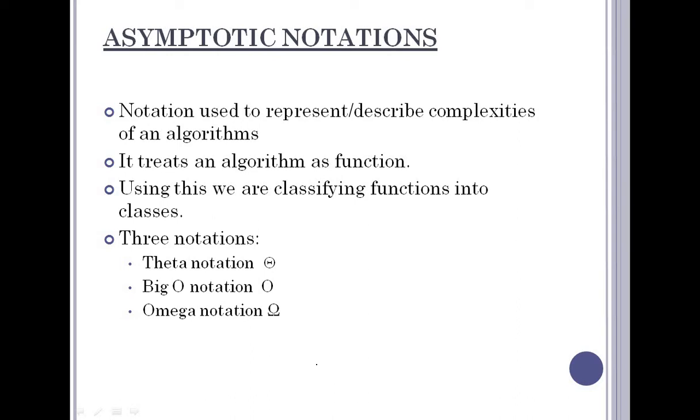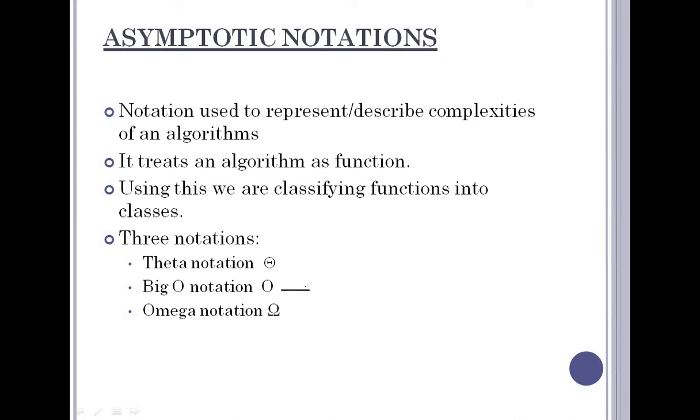Next is the asymptotic notation. So we will use some mathematical function to describe this complexity instead of the exact step count. This asymptotic notation will treat the algorithm as a function, and they will classify these functions into three classes. The first notation is the theta notation, which is going to represent the function of the average step count.